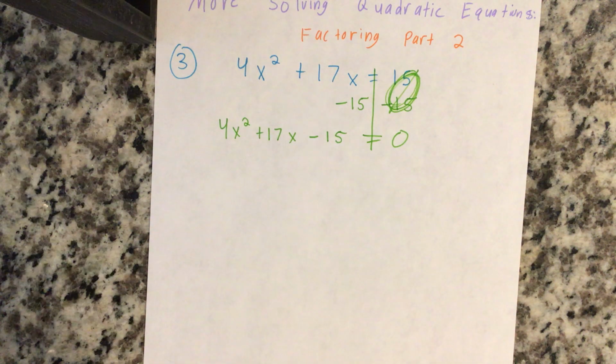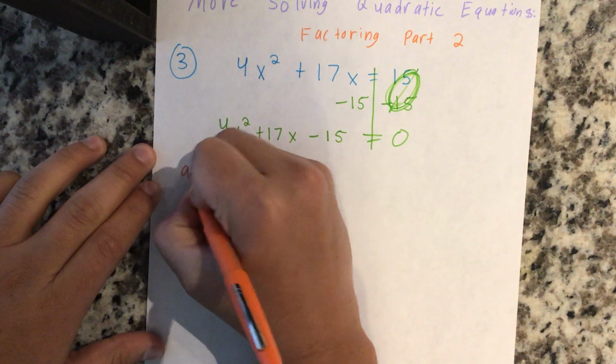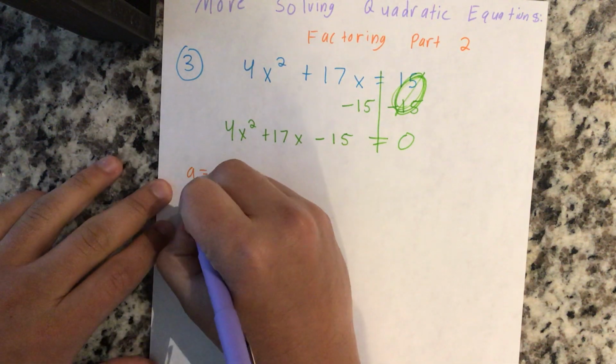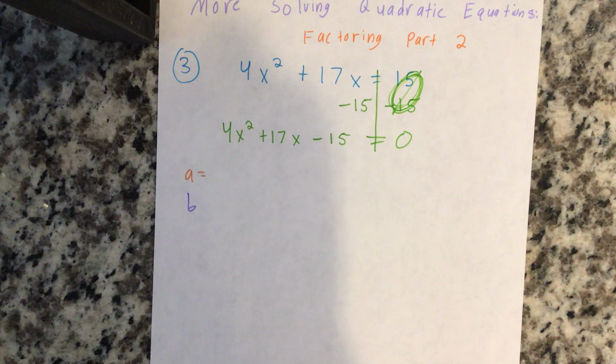So remember, first thing we do, A, B, and C. So I have A here, B here.